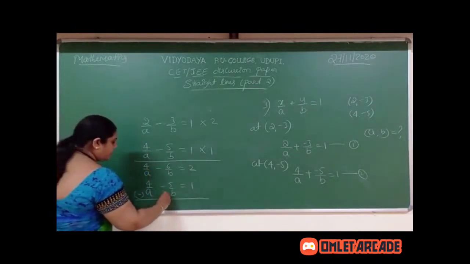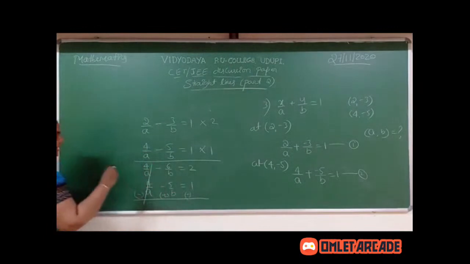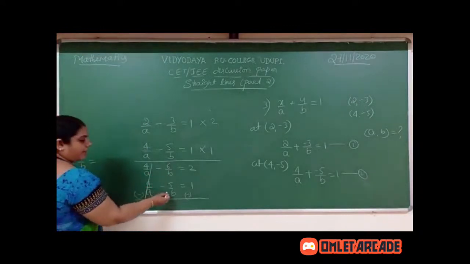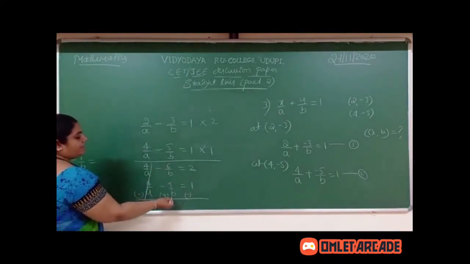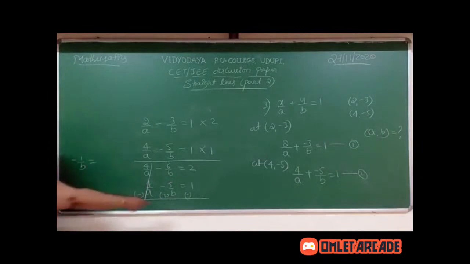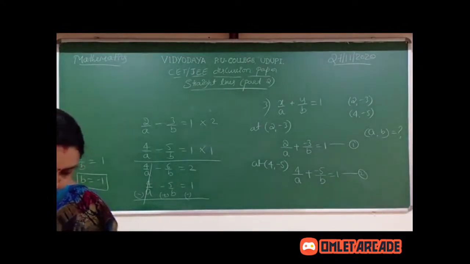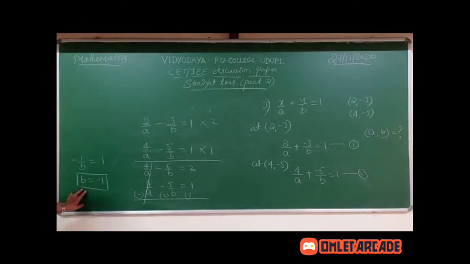And here, when sign changes, 4 by a is cancelled. So what is left I am writing here, minus 1 by b, because minus 6 by b plus 5 by b will be minus 1 by b, and here 2 minus 1, 1. So b is minus 1, isn't it? Now, we'll find a value.